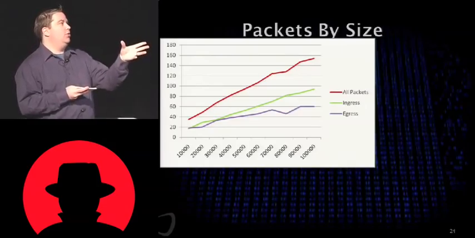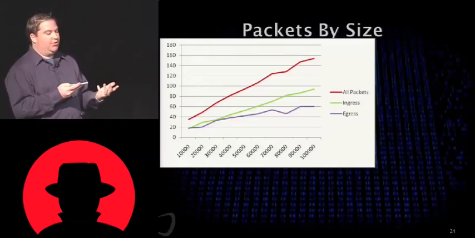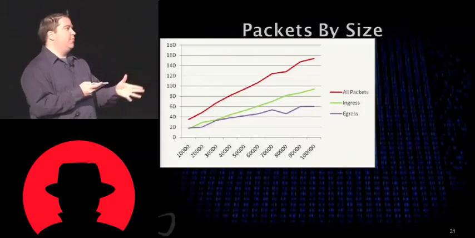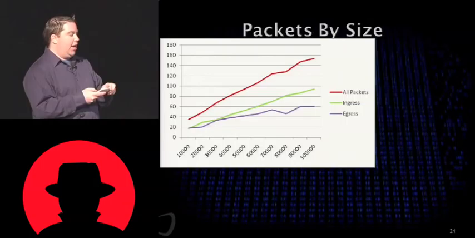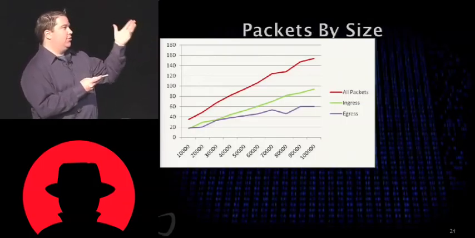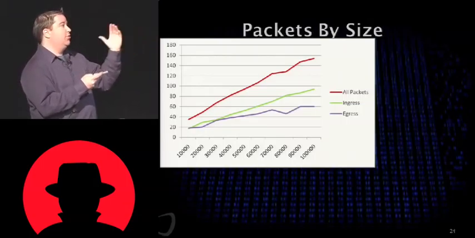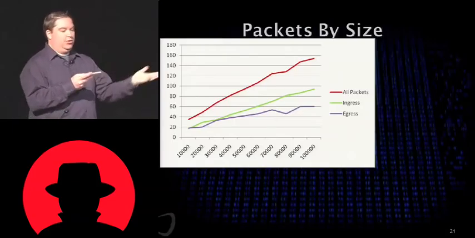So here what we did is we actually mapped out the packets by size. This is the total number of packets. It's from 10,000 bytes all the way up to 100,000 bytes. And the first thing you notice here is there's more ingress than egress, right? So this is a GET request. We can tell that automatically just looking at this.